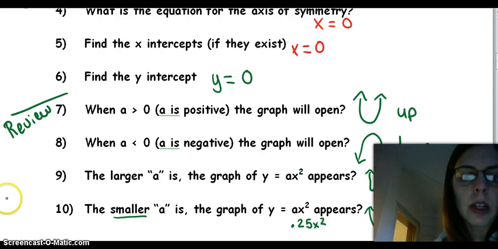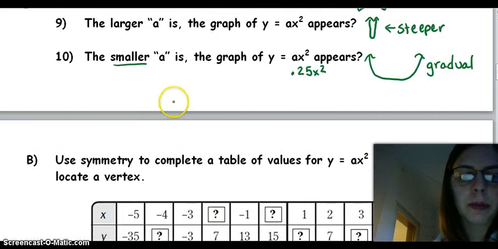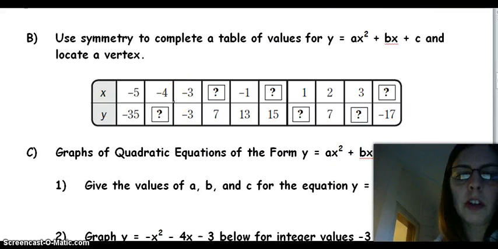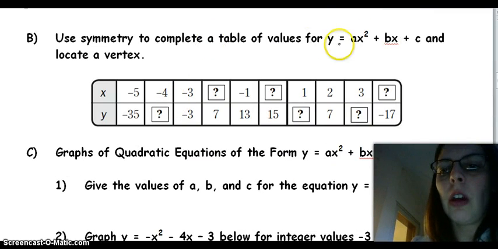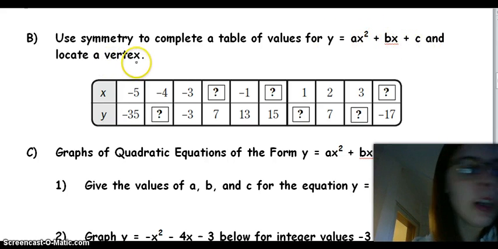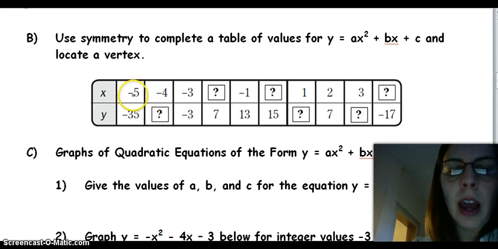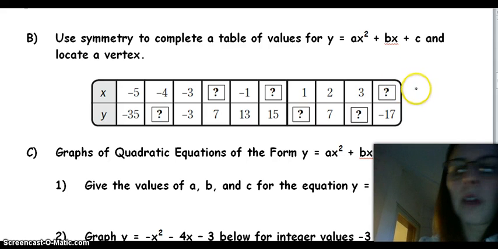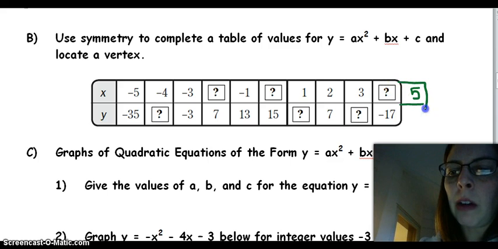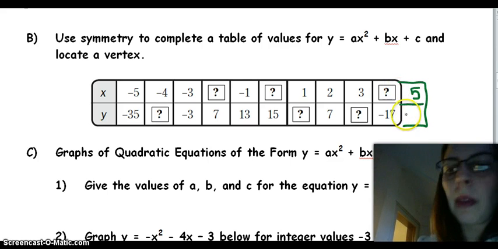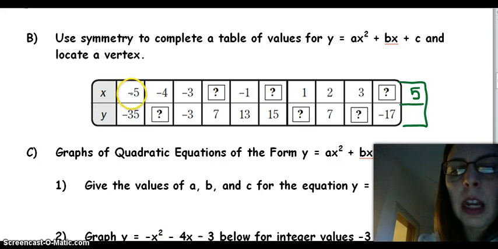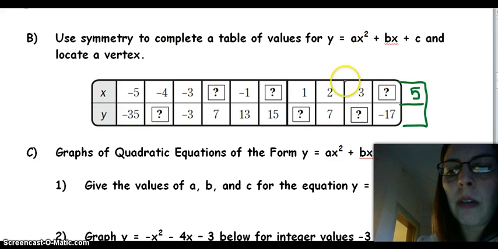Alright, so let's take a look at the next page. It says use symmetry to complete a table of values for y equals ax squared plus bx plus c and locate a vertex. So here if I look at -5, the value would be -35. So over here, if the value is 5, I'm just going to extend my table out a little bit longer. You can do the same. At positive 5, it's going to be the same at negative 35.